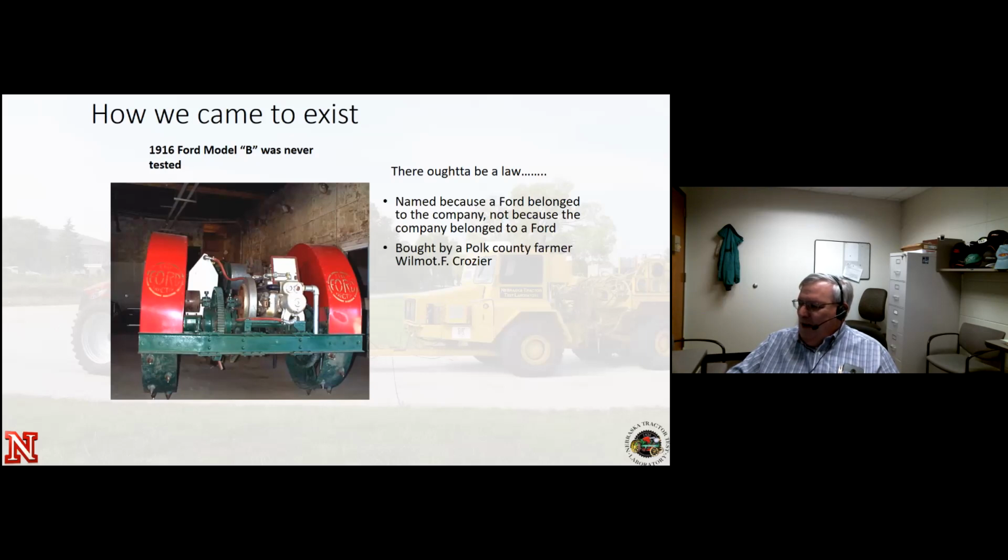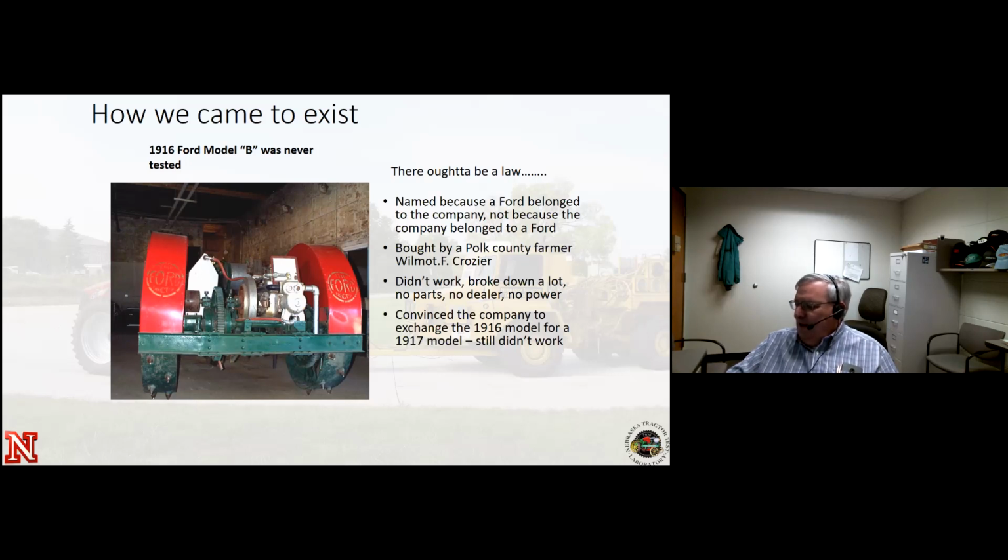This particular tractor was bought by a Polk County, Nebraska farmer named Wilmot Crozier. And he found out it didn't work, it broke down, he couldn't get service and parts, no dealer. He convinced the company to exchange his 1916 model for a 1917 model, which was supposed to be new and improved, but he found it was just a year late, a newer tractor built the same way as the 1916. So he was persistent and he bought a Little Bull.